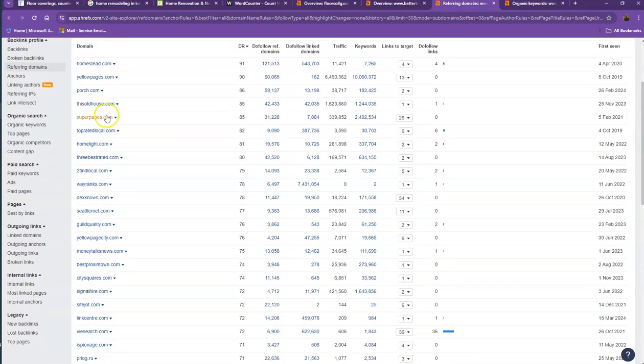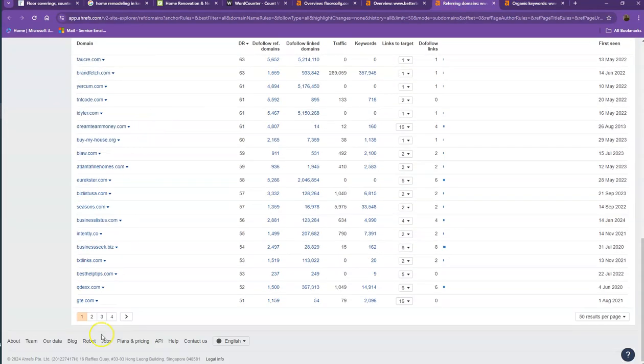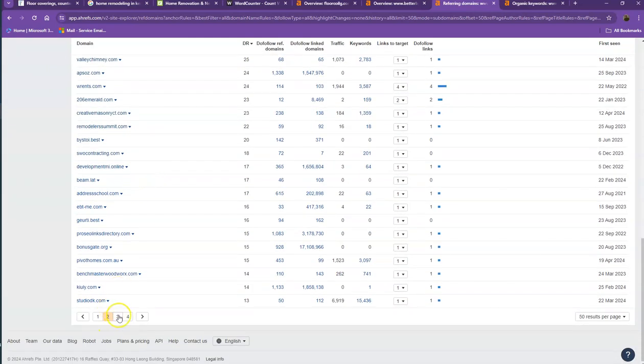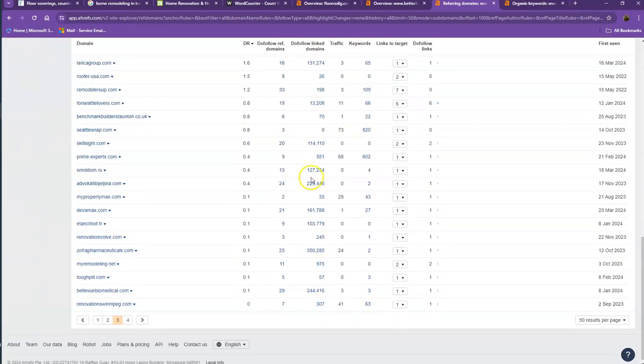Starting off with the strong backlinks, these are all the directories they're currently listed on that bring them a lot of attention and a lot of traffic. That's why they're also ranking higher in the searches.